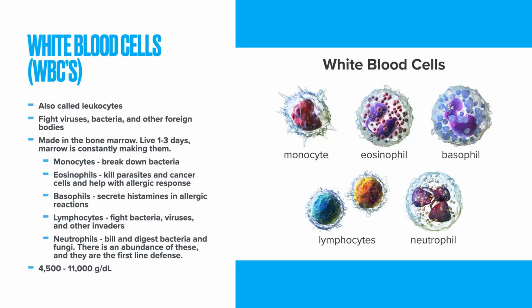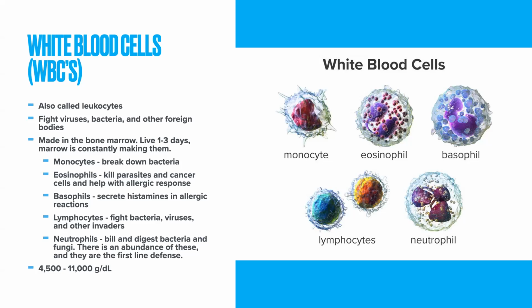So monocytes break down bacteria that we might have within our body. Eosinophils kill parasites and cancer cells and help with allergic response. So if somebody is having an allergic reaction, it's going to try and fight off whatever allergen that they have. Basophils secrete histamines in allergic reactions. Lymphocytes fight the bacteria, viruses, and other invaders. They're kind of the all-encompassing. And then neutrophils kill and digest bacteria and fungi.